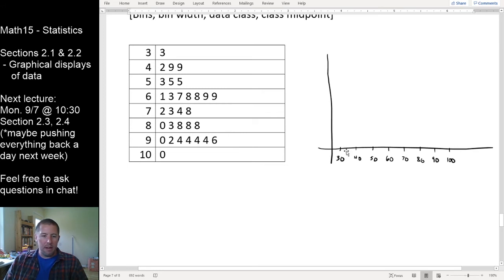The only question we have to ask ourselves is, does it contain the endpoint or not? The typical thing to do in these cases is to include the lower bound, 30, but to exclude the upper bound. So whatever bar I make that's going to go right here is really going to cover from 30 up to about 39.9. The 40 is going to fall into the next. So the lower bound is included, and the upper bound is typically not included.